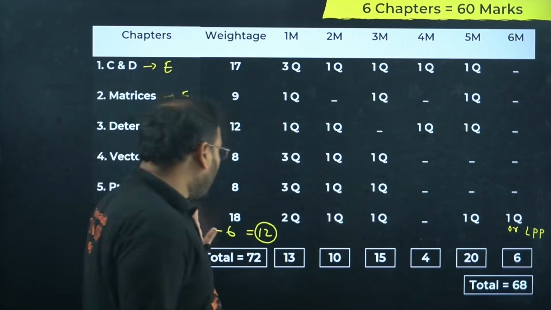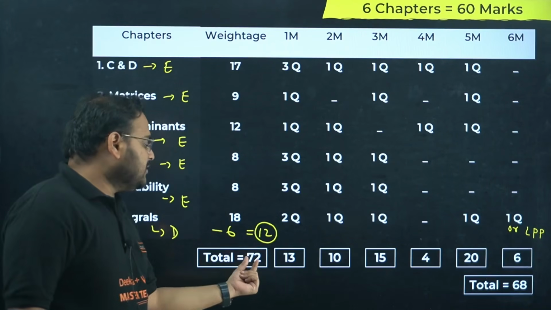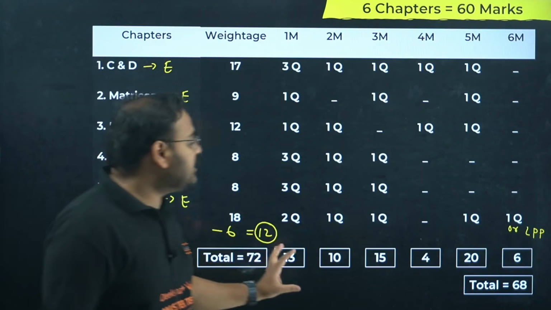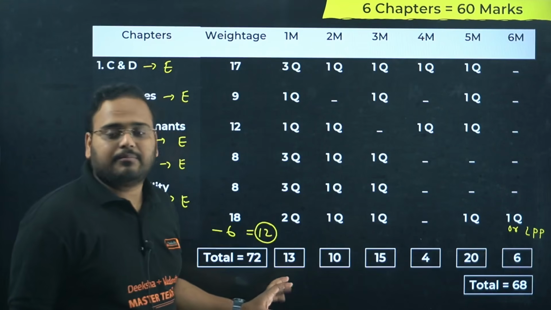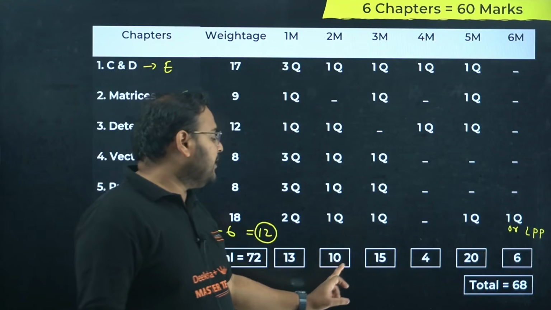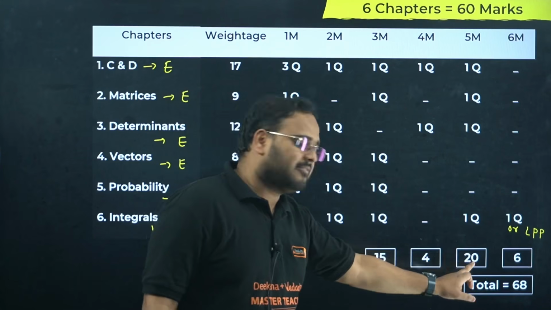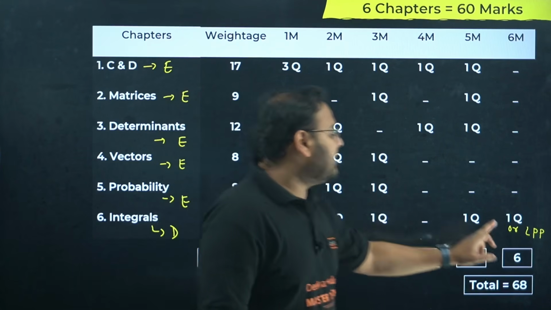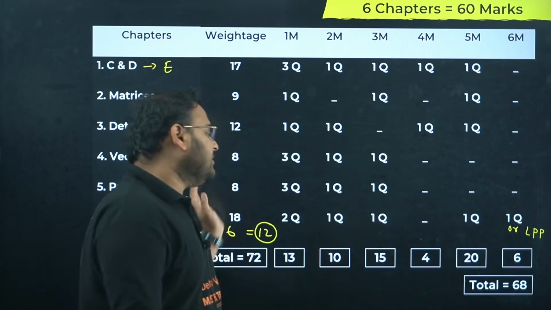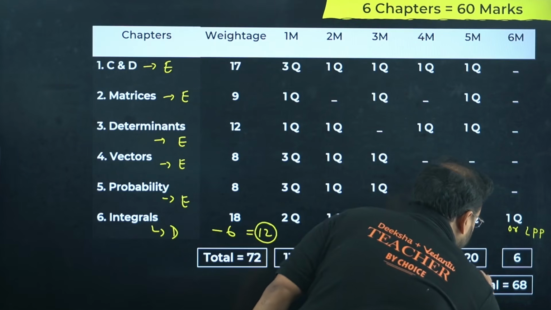Now if you take the total of these marks, this is the total of the blueprint, but if you see, the achievable marks from here become 13 in MCQs, 10 in 2 marker, 15 in your 3 marker, 4 in 4 marker, 20 in your 5 marker, and 6 in your 6 marker. Take the sum, this value becomes 68 marks.